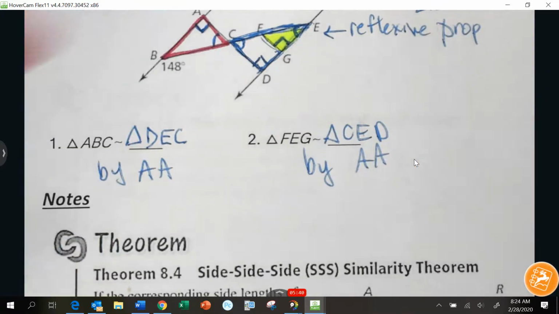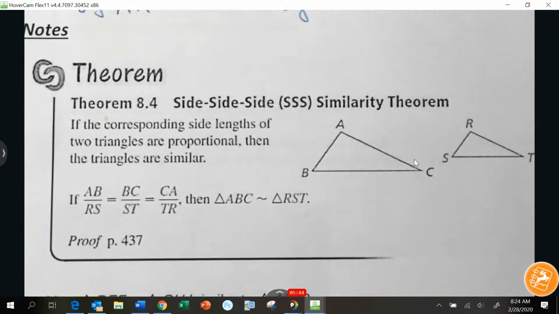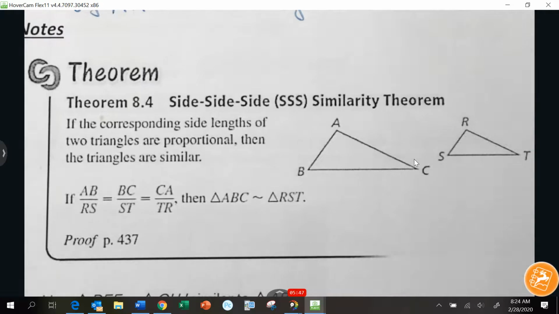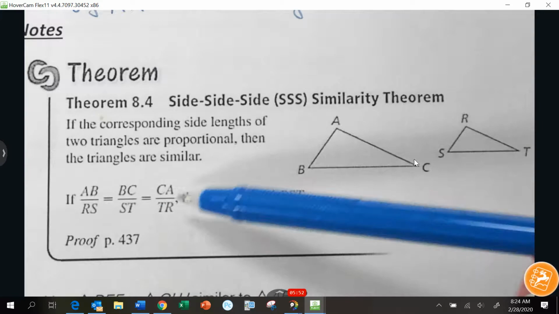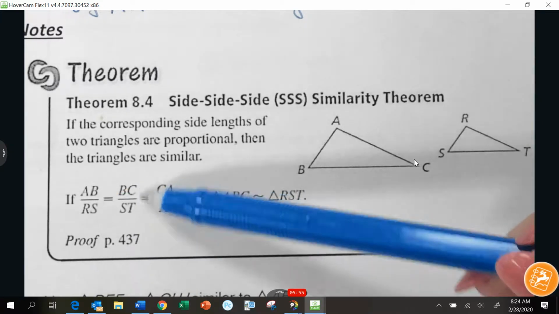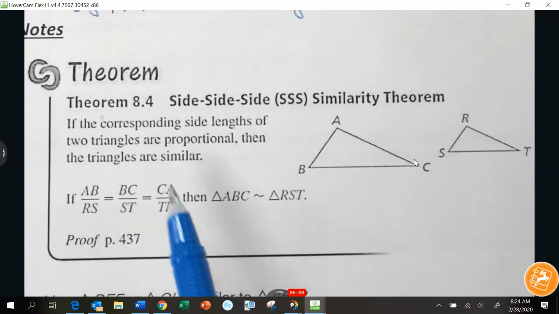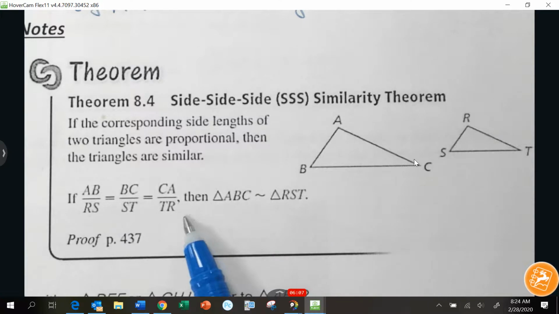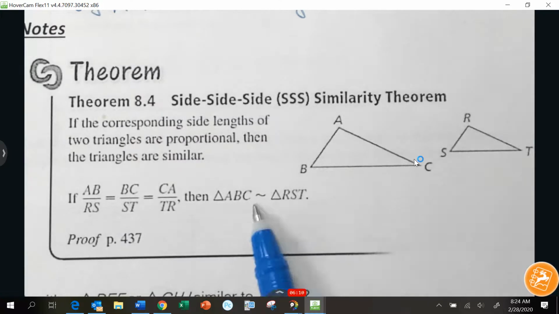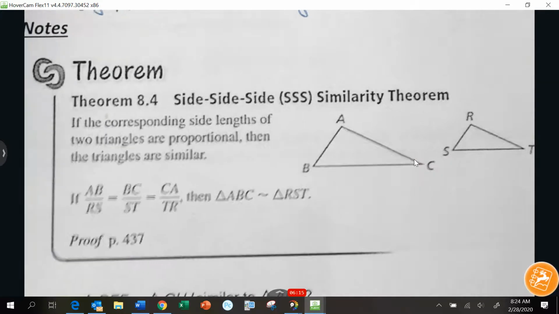Okay, so our new theorems today. We're going to have the side similarity theorem. This theorem says if we write the proportionality statement, writing all the corresponding sides on top of each other, and they all have the same ratio, then the triangles are similar. So we're going to prove that all three sides are proportional. Not congruent, I meant similar. If all three sides are proportional, then the triangles are similar.